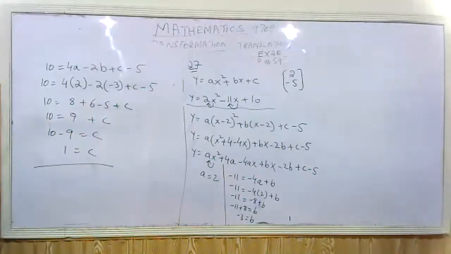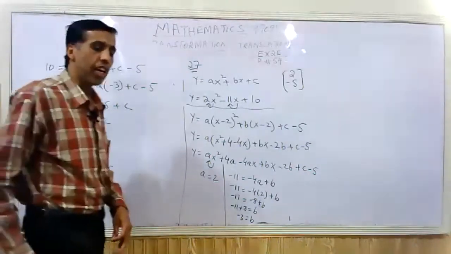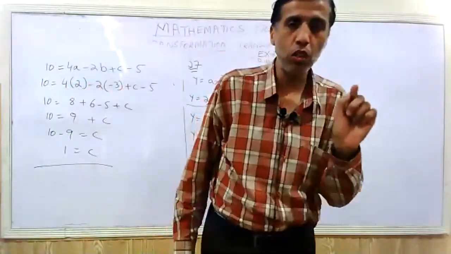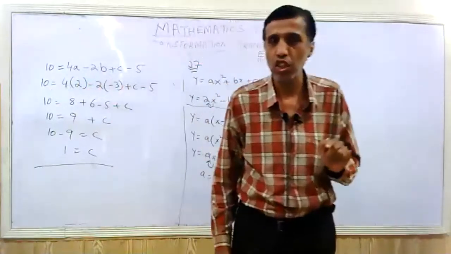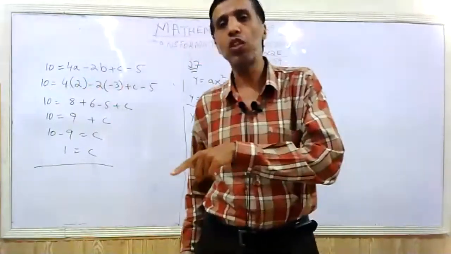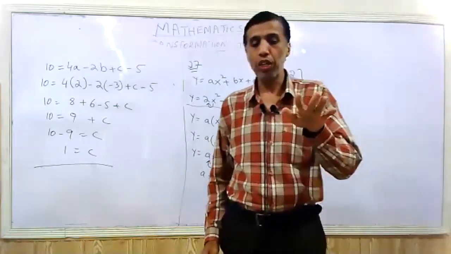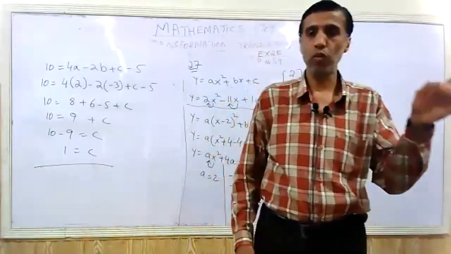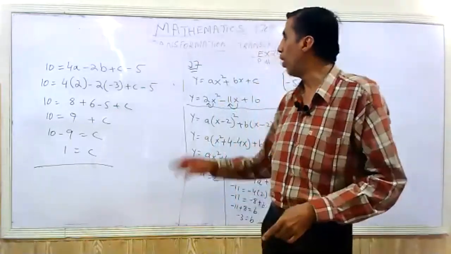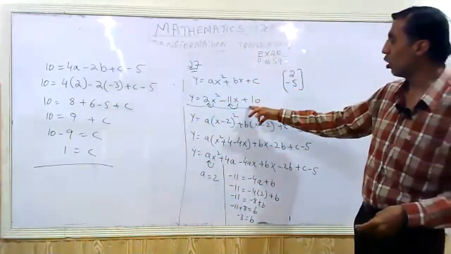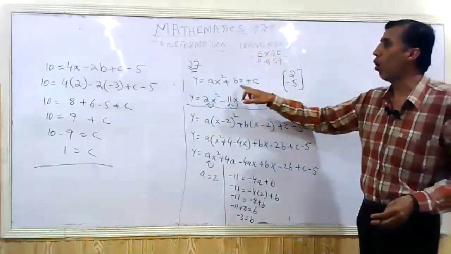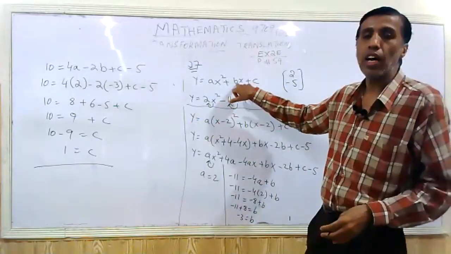This was all about your exercise on translation. In translation, there are three types of questions. If the object and image equations are given, we have to find the translation. If the object and translation are given, we have to find the image equation. And one more: if the image equation and the translation are given, we have to find the object equation. This was all about the three types of questions.